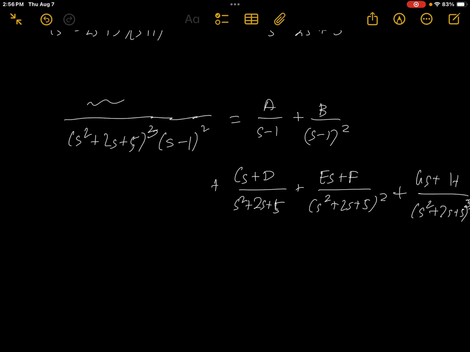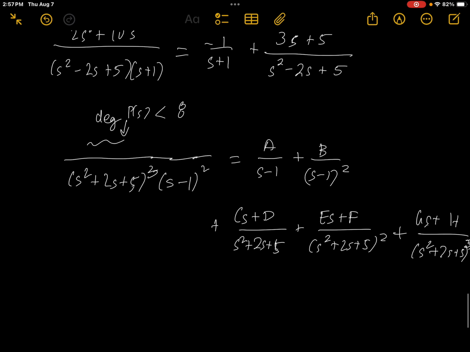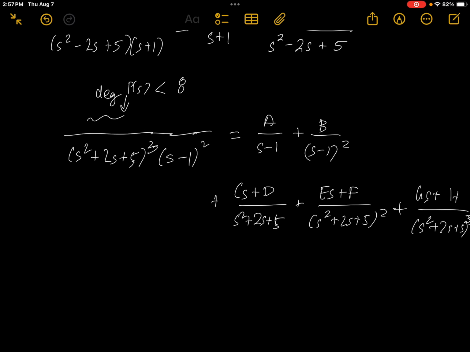And this numerator has to be this P of s where the degree is less than the degree of the bottom. So it's degree 8, right? Because this s squared plus 2s plus 5, when you cube it, you're going to get s to the 6th. And then this s minus 1 squared, you're going to get s squared. And then you multiply them, you get s to the 8th. Okay, and the degree of the numerator needs to be less than the degree of the denominator in order for this to work.